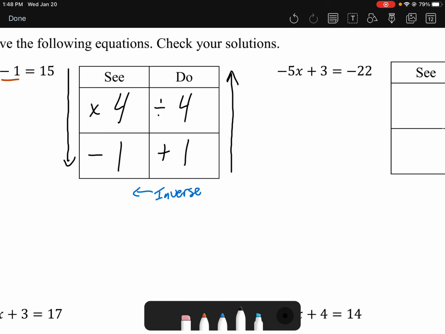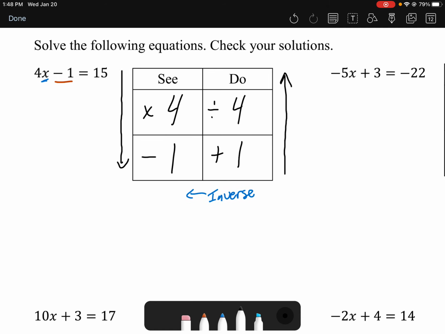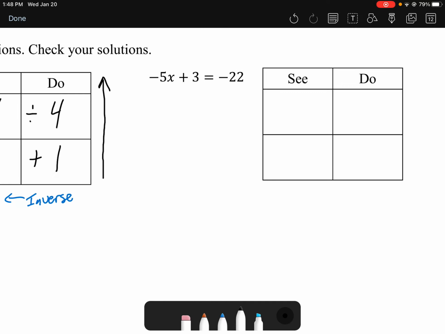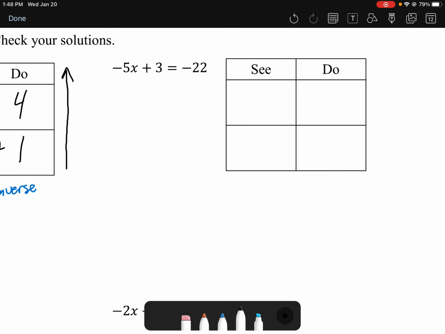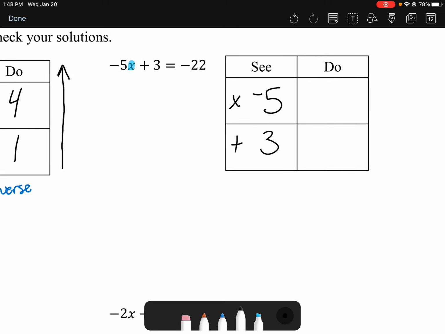Let's look at the next one together too. We'll leave that one alone. We're going to come back to it and use the do column to solve. But let's just fill out the see and do for this next equation. I have negative 5x plus 3 is equal to negative 22. So my variable is right here. The first thing I can see that's going on with the x is I'm multiplying it by negative 5. They're the closest ones with each other. So I'm multiplying by negative 5. After we multiply that x by negative 5, I can see that I'm adding 3.